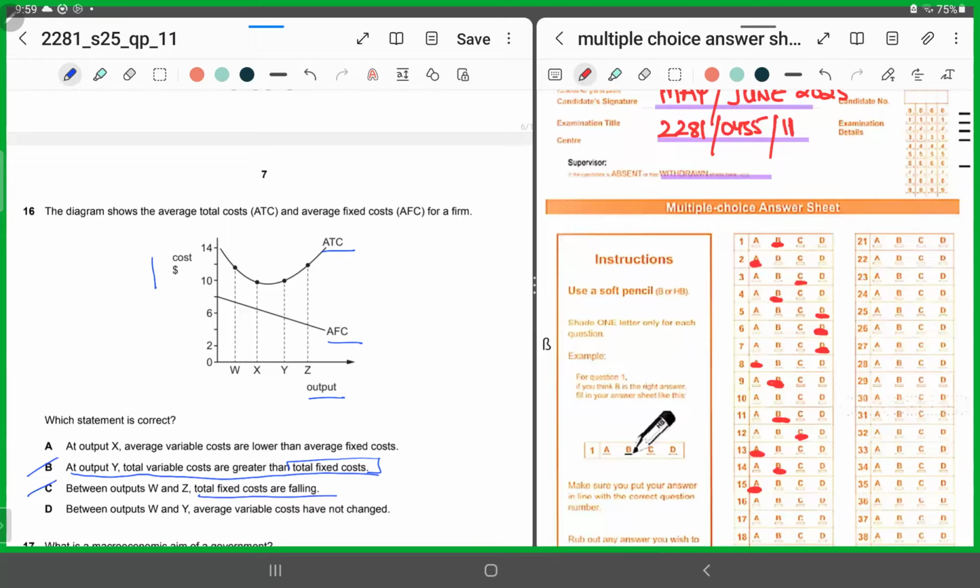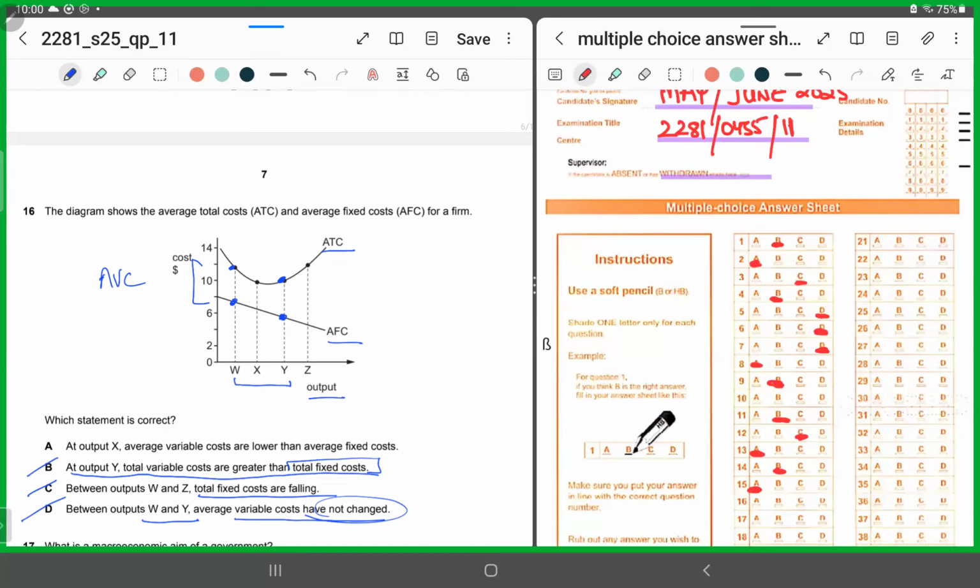We chop B and C at that moment only. Now let's look at D. D says between outputs W and Y, average variable costs have not changed. Now let's look at average variable cost. Between W and Y, this was the average total cost, and this was the average fixed cost. The difference between the average total cost and the average fixed cost is what? Average variable cost. So it must have changed between W and Y. But they are saying it did not change, so you chop D. So B, C and D are chopped by elimination. This means you are left with A.